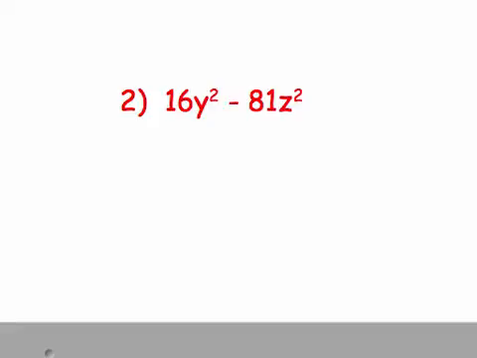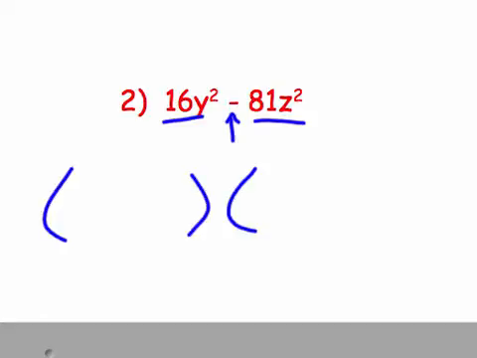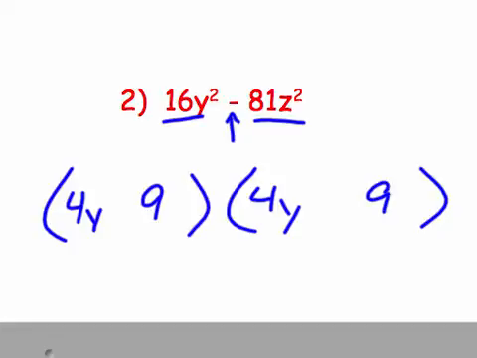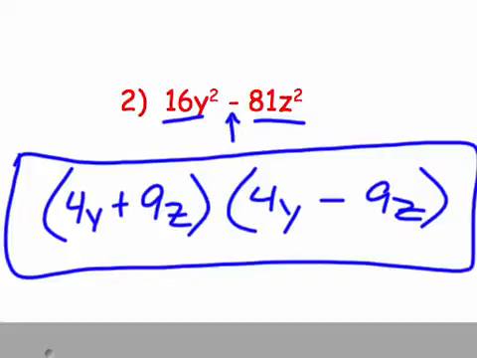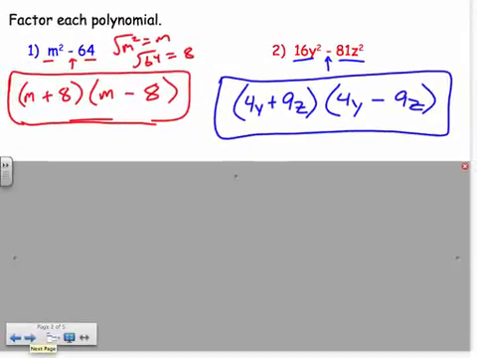Let's look at the next one. Difference, we're good. Can I take the square root of each of these two? Yes, I can. So I can break this into a product of two binomials. The square root of 16 is 4. The square root of y squared is y. And the square root of 81 is 9. The square root of z squared is z. And I have a plus and a minus. And there you go, you're done. So if you can find that special product, that difference of squares, you just factor right into that product of the two binomials, one with the plus, one with the minus.